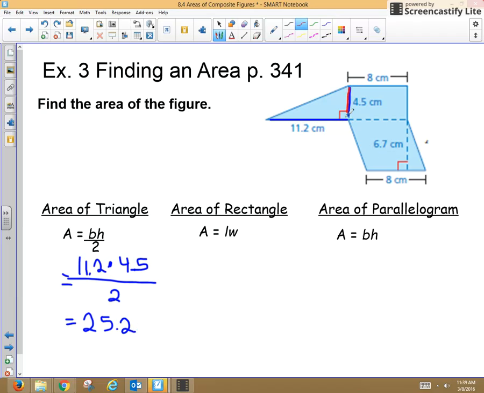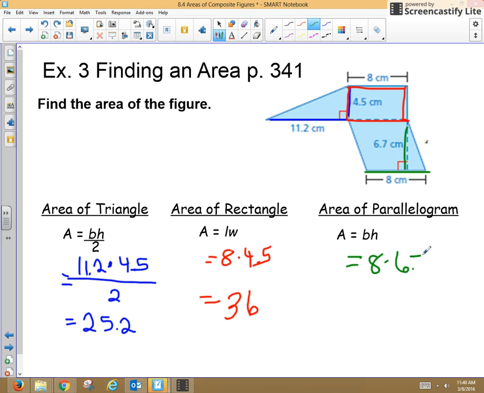Now the rectangle is 4.5 times 8. So I usually assign the length for the longer side, 8 times 4.5. And when you multiply those together, you would get exactly 36. And the last shape is the parallelogram. It's just simply base times height. So you just multiply 8 times 6.7. And when you multiply those together, it equals 53.6.